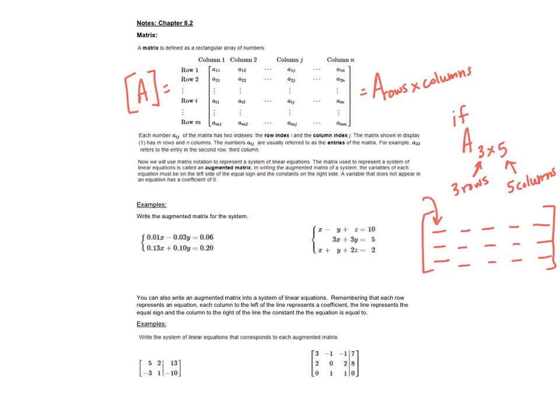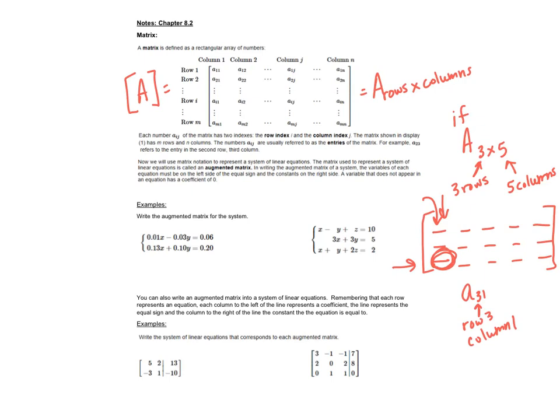Okay, so if I had something and I say, okay, well, I want A3,1. What that really means is I want the row 3, column 1. I want this entry right here because it's in row 3 and column 1. Okay, so you can kind of see how you could identify those different values inside the matrix.